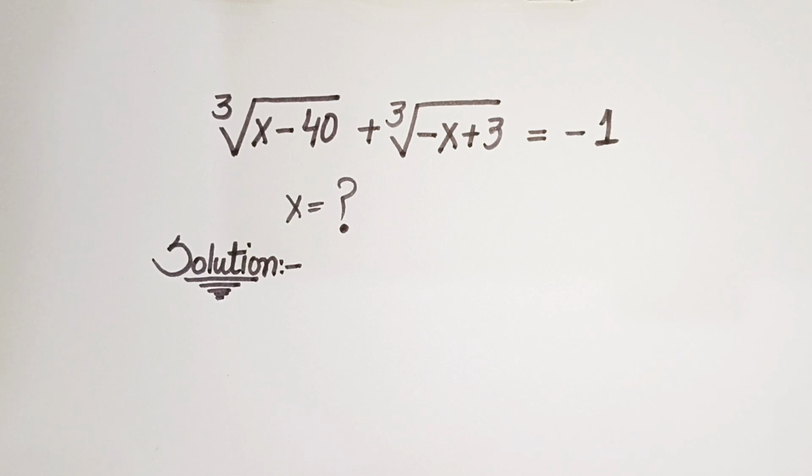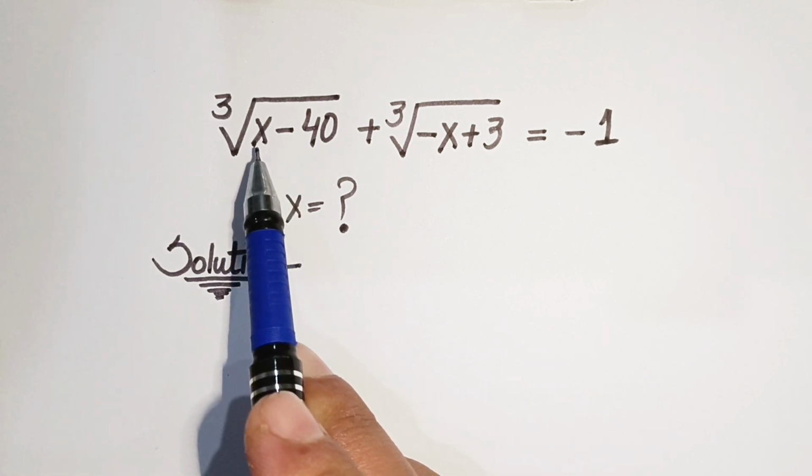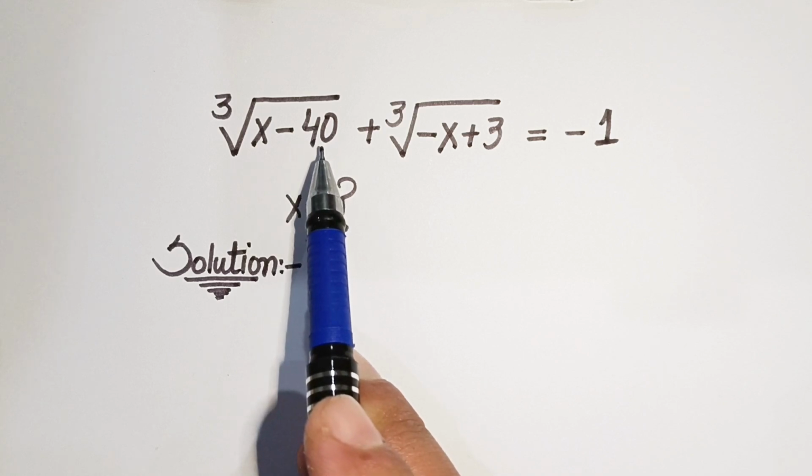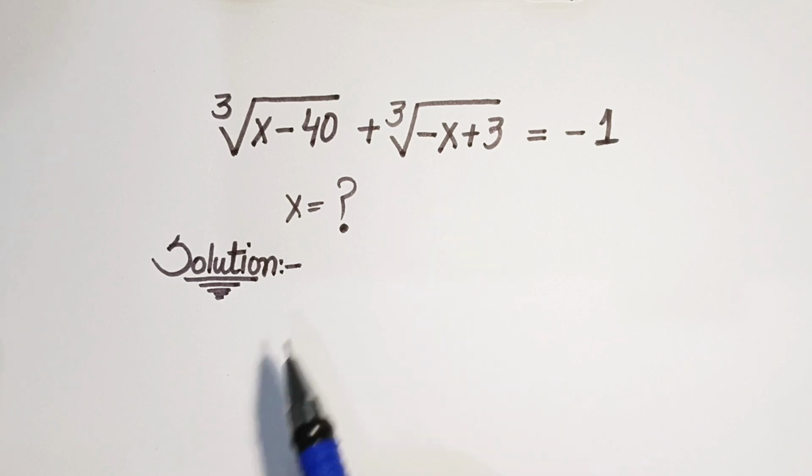Today our question is: cube root of (x minus 40) plus cube root of (minus x plus 3) is equal to minus 1. Our job is to find the value of x. First of all, we suppose that cube root of (x minus 40) is equal to a and cube root of (minus x plus 3) is equal to b.